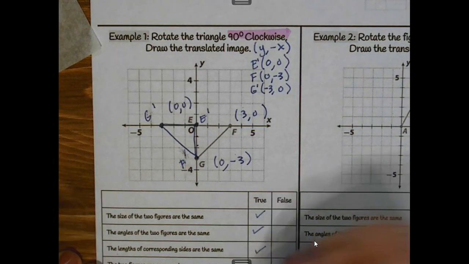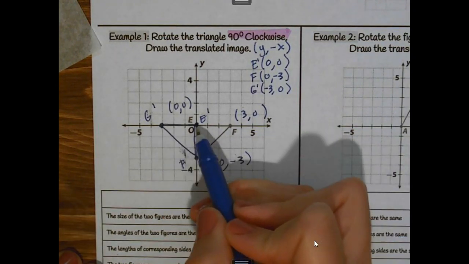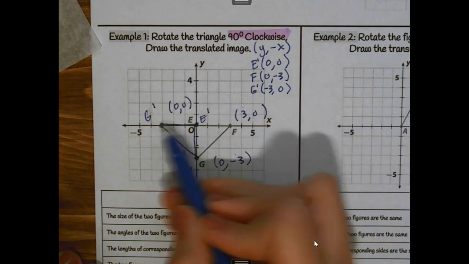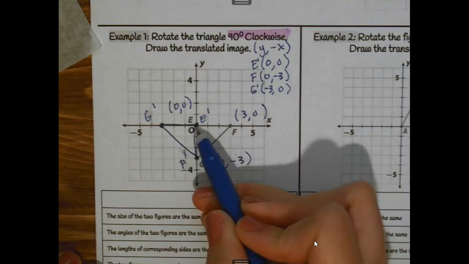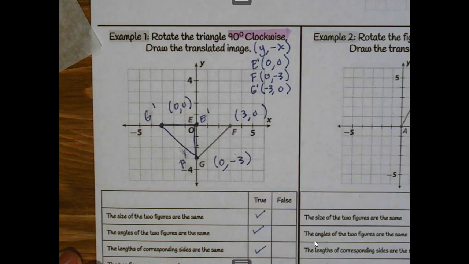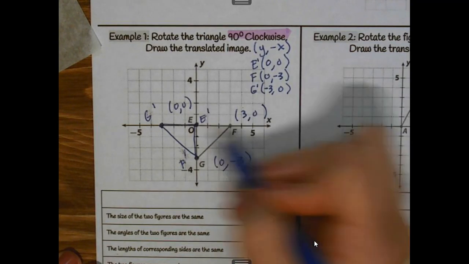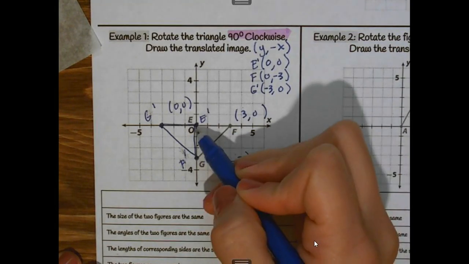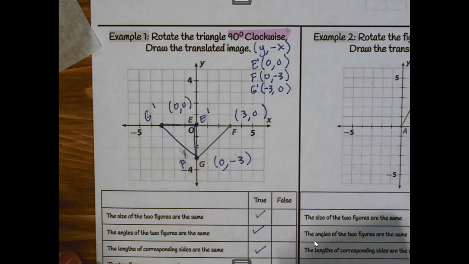Yes, that is true. If you count from E prime to G prime, we have 1, 2, 3 units. E prime to G prime, it's also 3 units. E to F, 3 units. E prime, F prime, 3 units, right? The two figures are then congruent. The two figures are not similar. That is false.